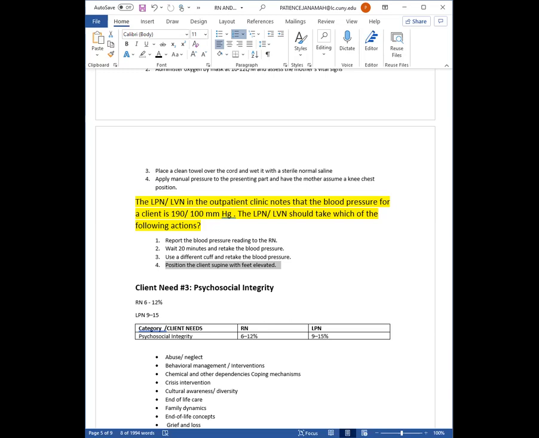Did they tell you the size of the cuff that was used? No. If they mentioned that the nurse used a pediatric cuff on an adult patient, then you can go thinking about the cuff, but this is a complete question. You are in the outpatient clinic.